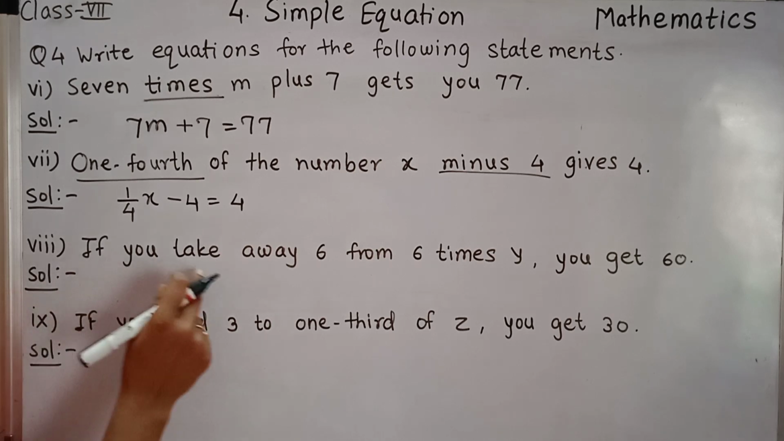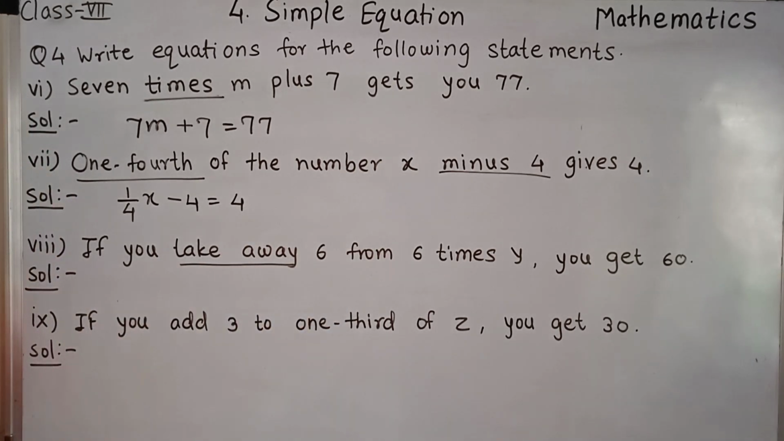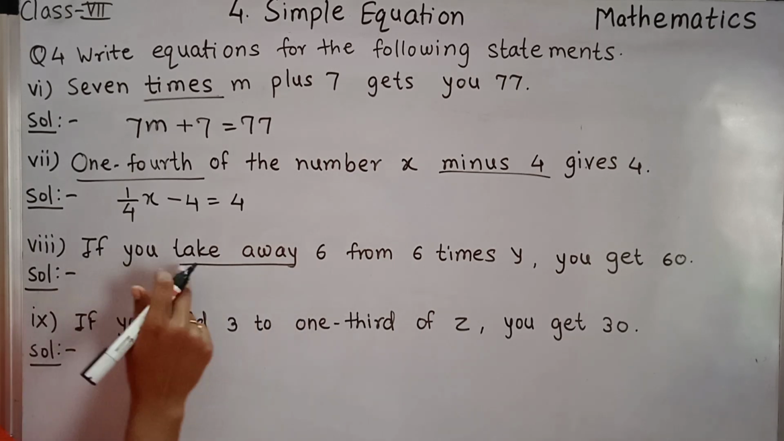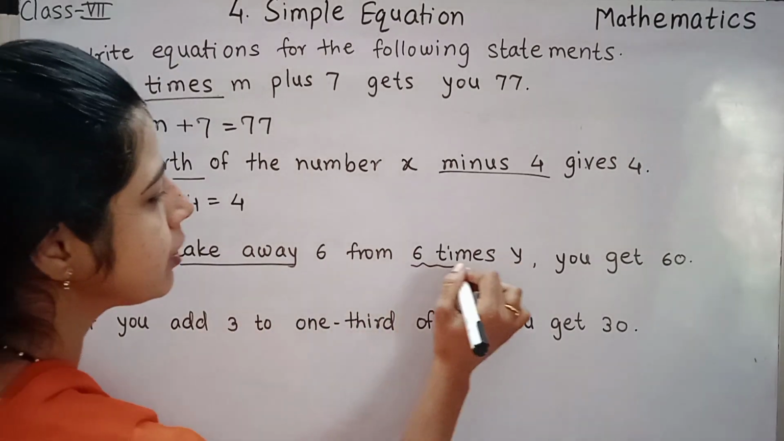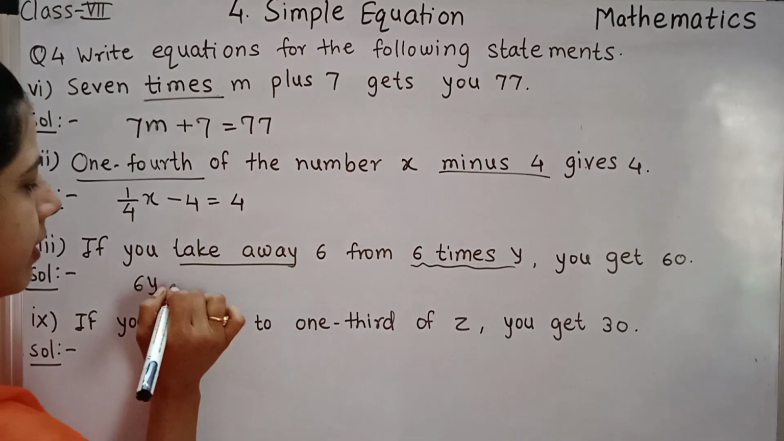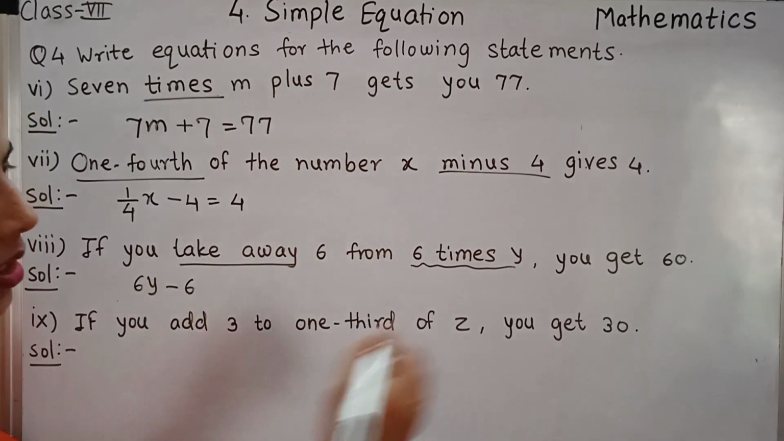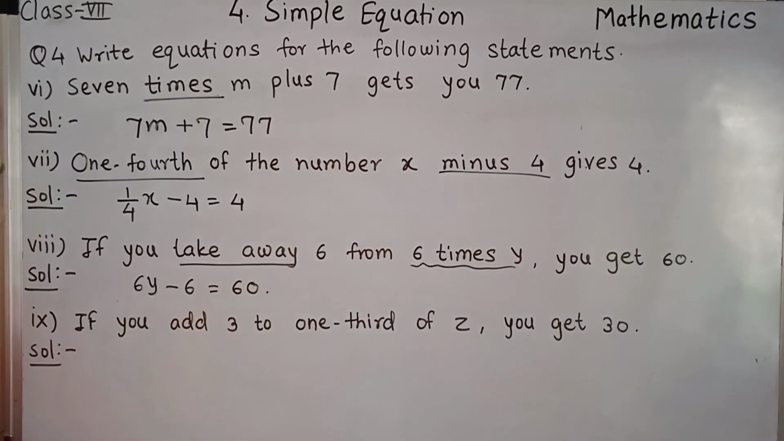Next, if you take away 6. Here the words take away come. Take away means we should do the subtraction. If you take away 6 from 6 times of y, what should we do first of all? 6 times of y means 6y, and take away 6 means subtract 6, to get 60. So 6y minus 6 equals 60.